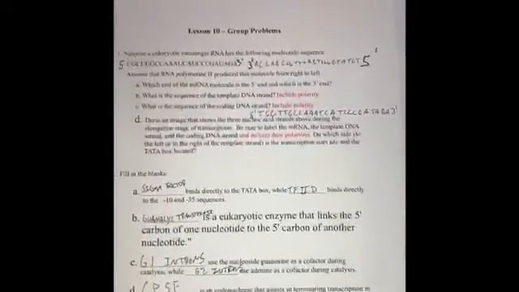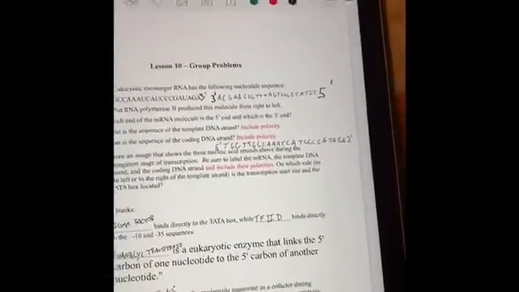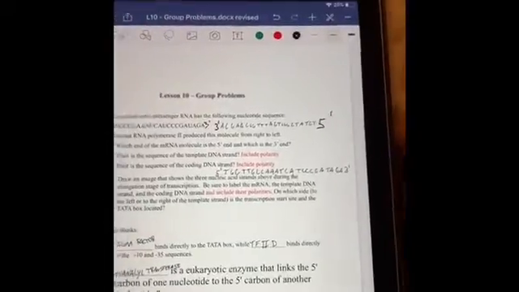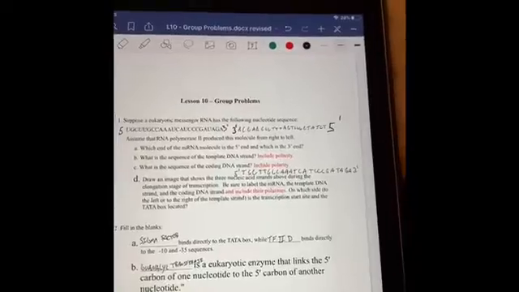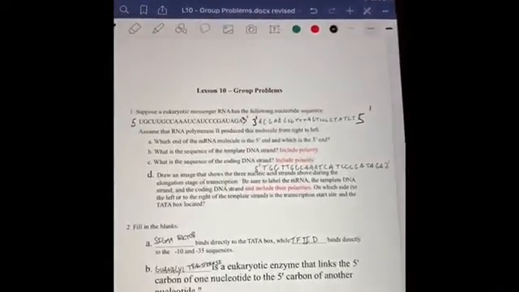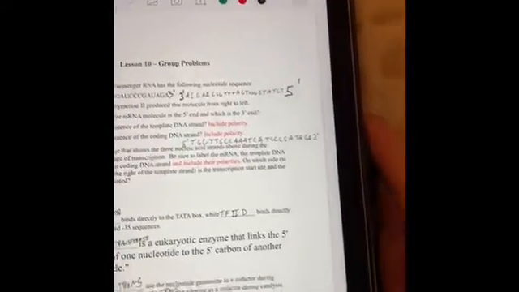So here we've got the lesson 10 group problems. Question 1, suppose a eukaryotic messenger RNA has the following nucleotide sequence. Got that right there. Assume that RNA polymerase II produces this molecule from right to left. So we've got the 5' end on the left and the 3' end on the right. It says, what is the sequence of the template DNA strand?